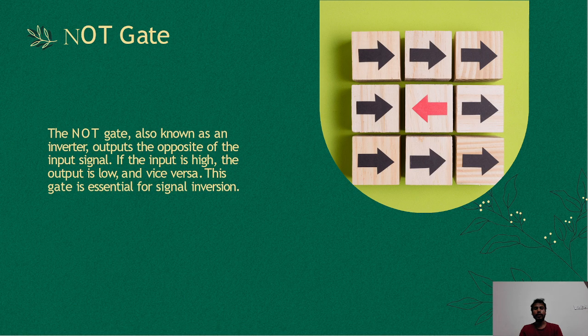NOT gate. The NOT gate, also known as an inverter, outputs the opposite of the input signal. If the input is high, the output is low, and vice versa. This gate is essential for signal inversion.